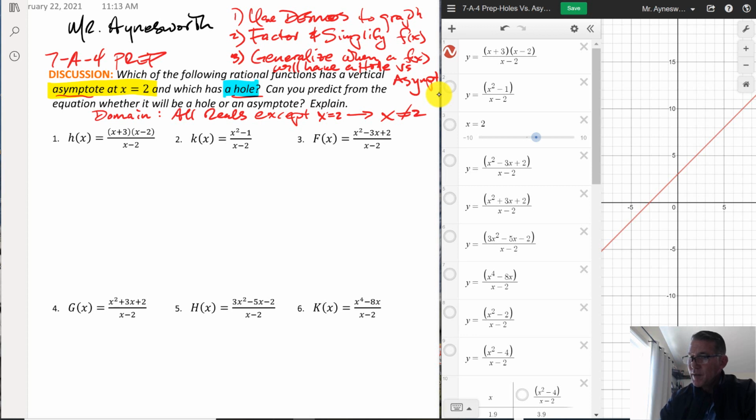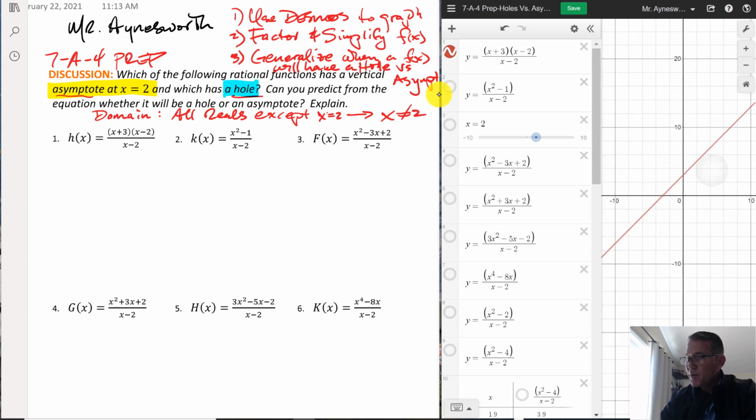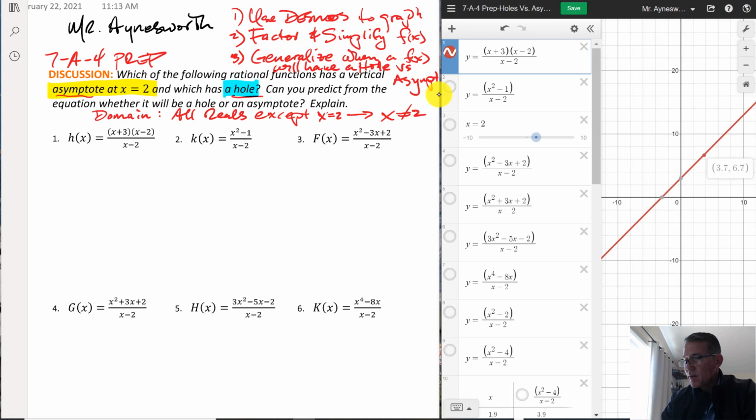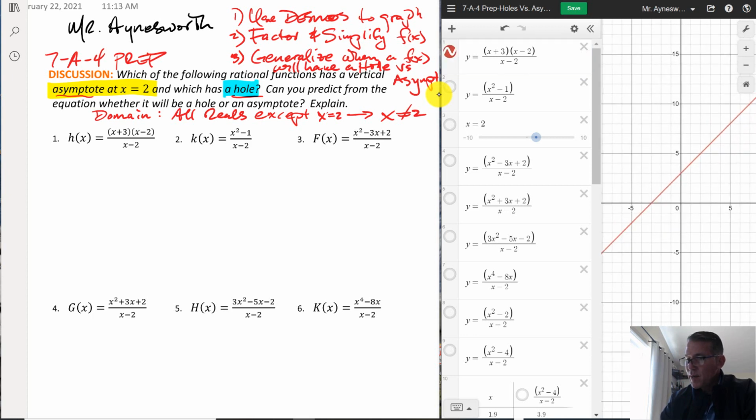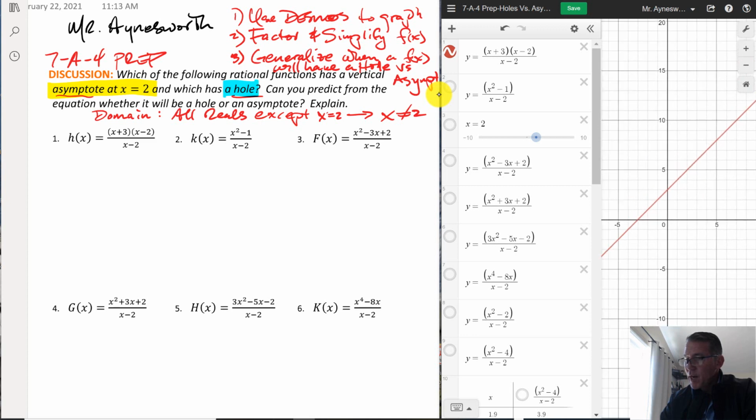And you can see here, just by looking at the graph, I'm going to zoom out, you have a line. Why is it a line? If you look at it right here, the y-intercept is at 0, 3. And the slope looks like up 1, right 1, up 1, right 1. So it's a slope of 1. So this looks like y equals x plus 3. It's a line.